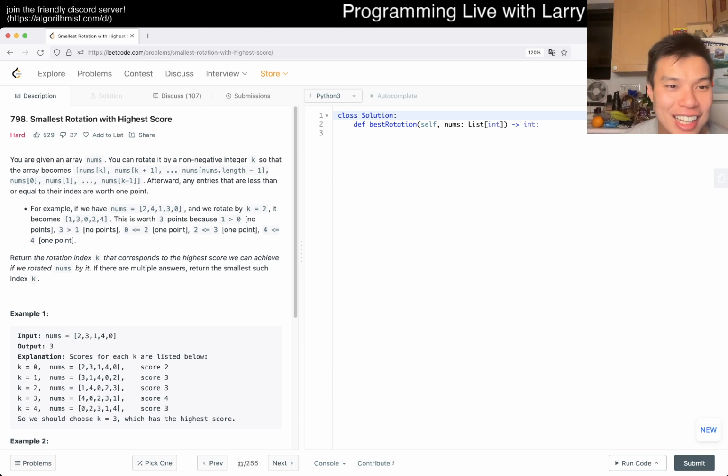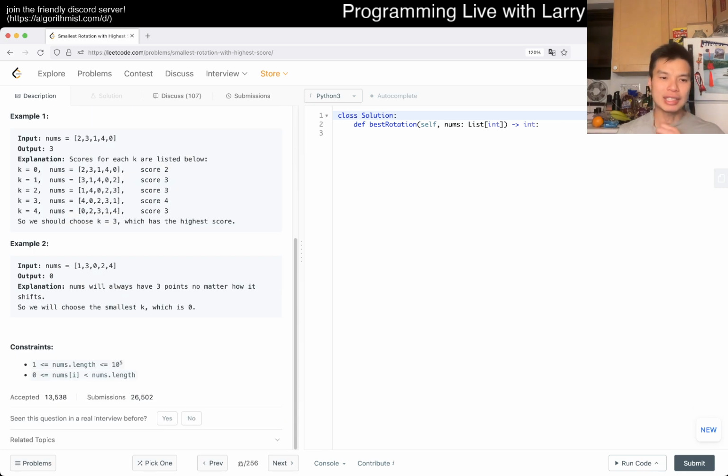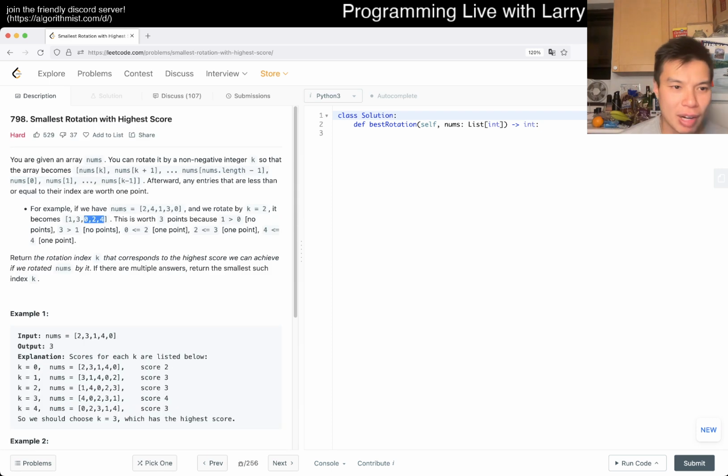Anyway, that aside, afterwards, any entries that are less than or equal to the index are worth one point. For example, we rotate by 2. This is 3 points because 1 is greater than 0, 3 is greater than 1, 0, okay, it's less than or equal to the index. So I have to really think about what it means, but that's fine.